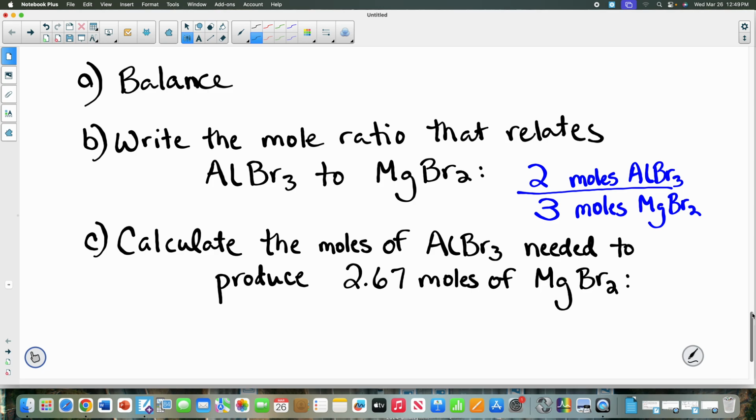Okay, so in your T-chart, what substance do you want here? 1.78. Yep. What substance do you want? It's right there. What are you trying to calculate? What substance do you want to cancel? There we go.